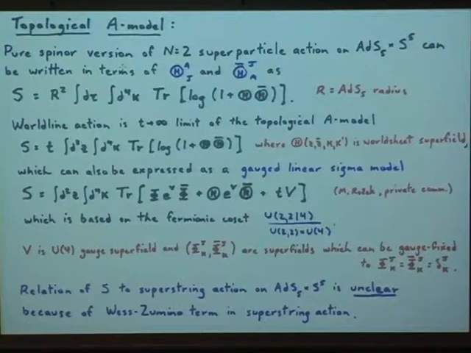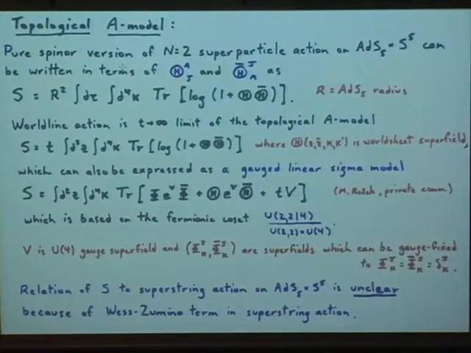Now this was done for the superparticle, and one might ask, well, what about the superstring? So we have, of course, an action for the superstring on AdS5 times S5, but of course that superstring action has a Wess-Zumino term, and that gives complications when you try to introduce this N=2 worldsheet supersymmetry. So of course this action here has no Wess-Zumino term, and it's not at all clear how to relate the superstring action directly with this gauge linear sigma model.